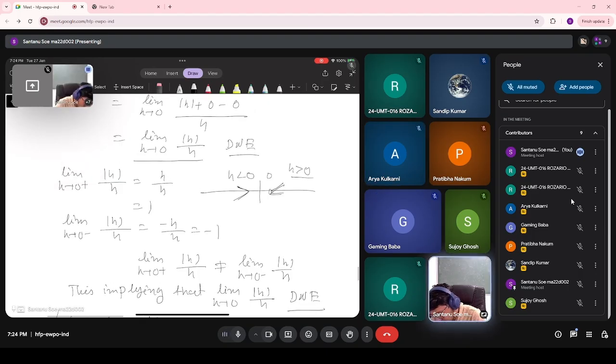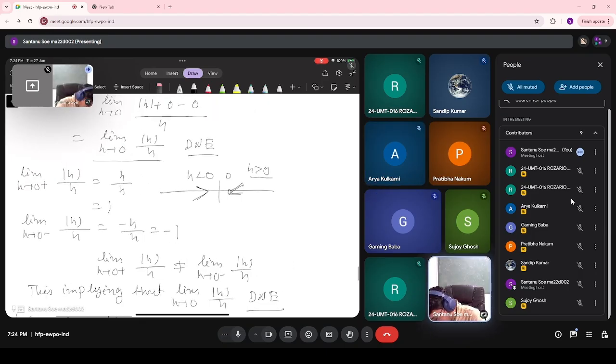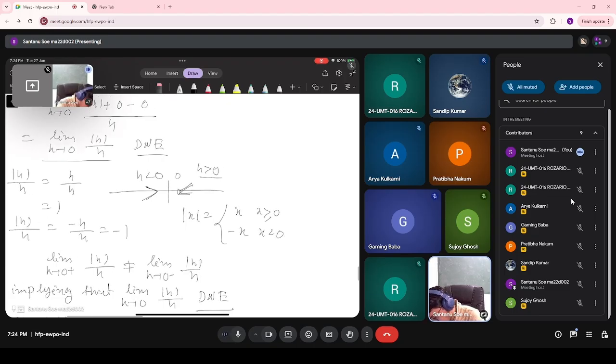Okay, so I just explained, right? What is the mod x function? The mod x function is x when x is greater than or equal to 0, and minus x when x is less than 0, right? So this looks like this. Correct. This line is y equals x, and this line is y equals minus x, and the whole function is called y equals mod x.